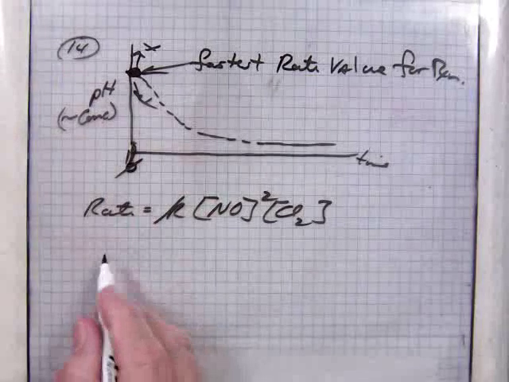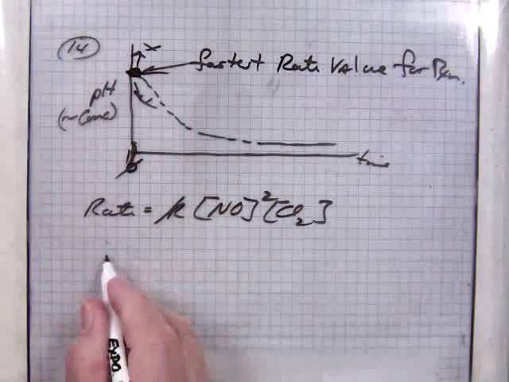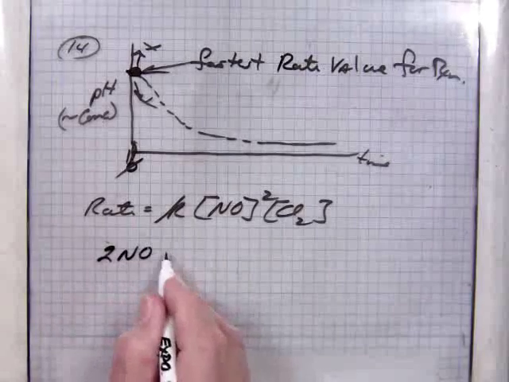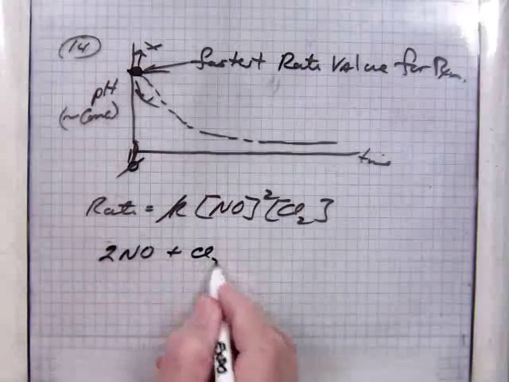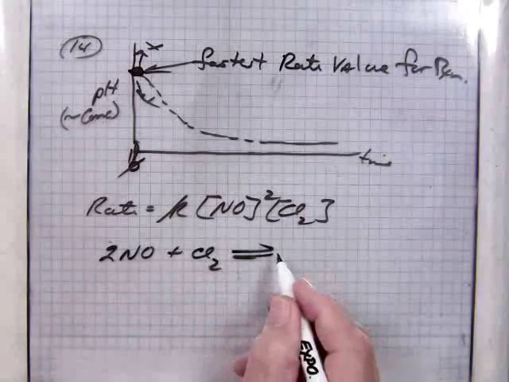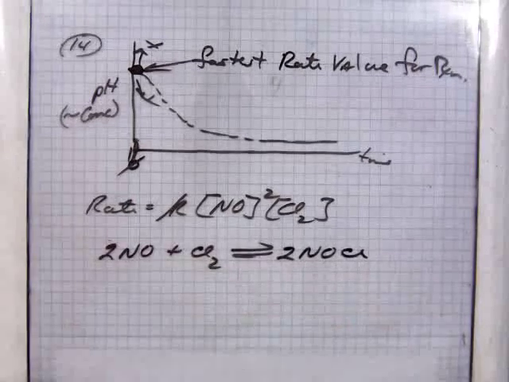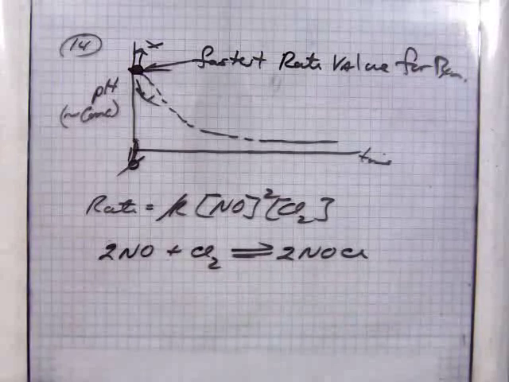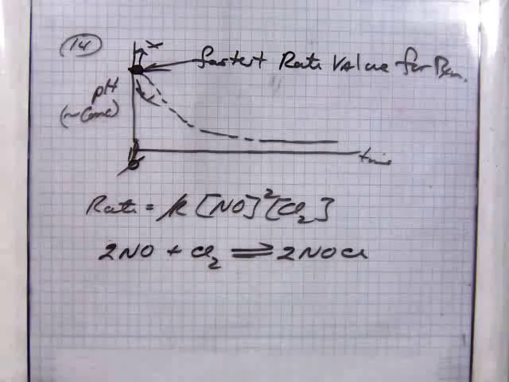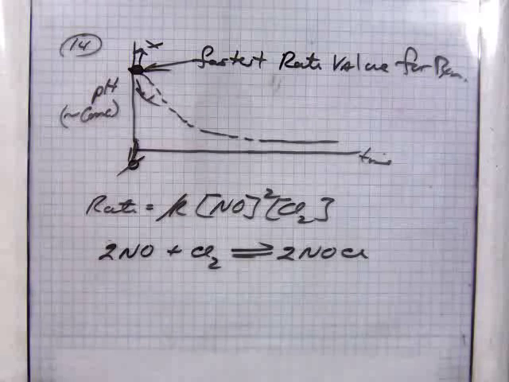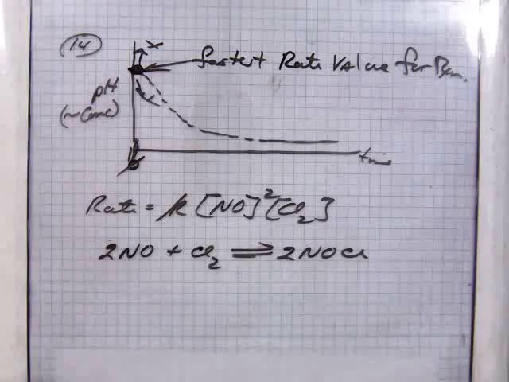Well, let me write the reaction out. 2NO plus Cl2 gives 2NOCl. A, increasing the concentration of NOCl. That's not going to affect anything. I think the answer to this one's A.